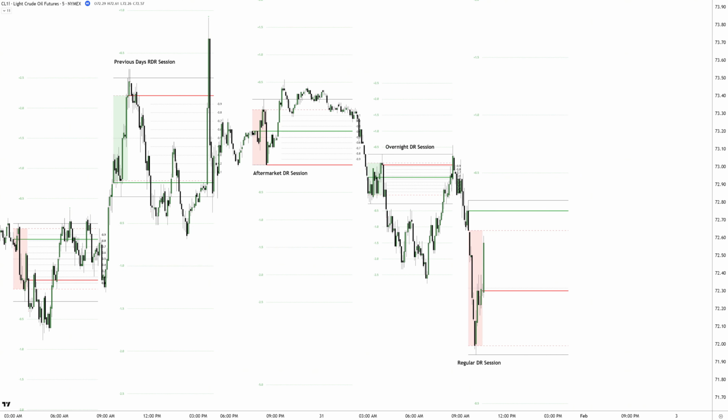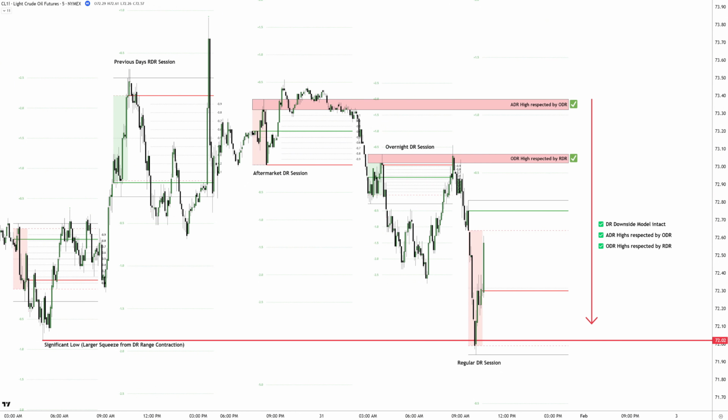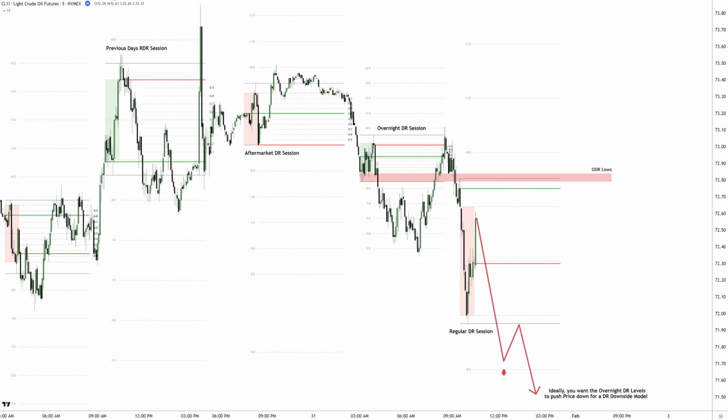Once all 3 DR sessions formed, the price action became more telling. The previous day's significant low had been taken out, aligning with the characteristics of a DR downside model. Ideally, a short confirmation followed by continued downside movement would have been the most favorable scenario, bringing up the red DR box and strengthening the downside probability. However, price had other plans.